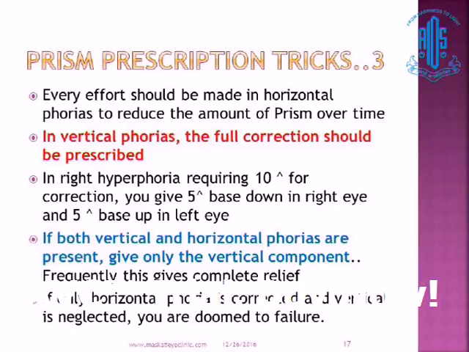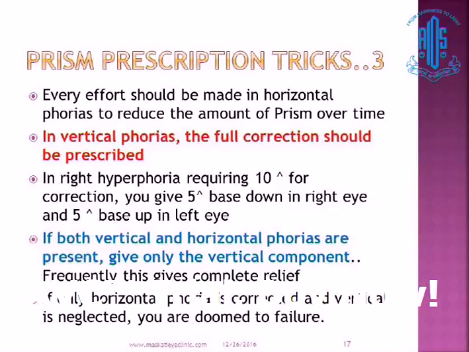So every effort should be made to reduce this over time. As the patient gets used to the prism, when patient comes 6 months or a year later, see if he can accept a lesser prism. It is different for vertical phorias. In a vertical phoria, you must prescribe full correction because the eyes cannot adapt. In a horizontal phoria, 12 prism diopters, I am giving only 3 because the rest the brain can adapt.